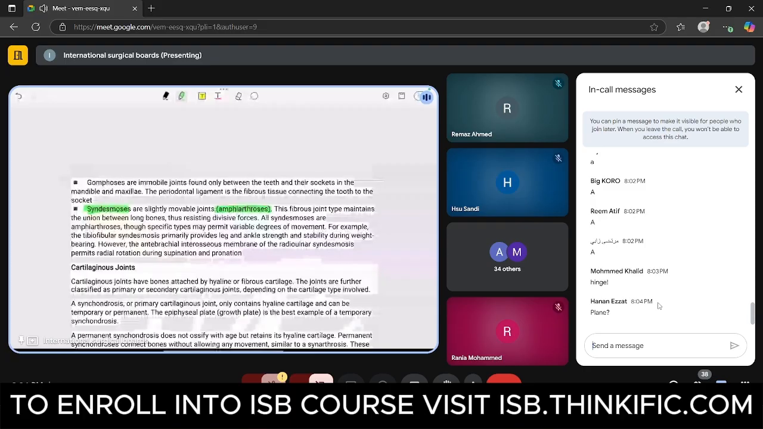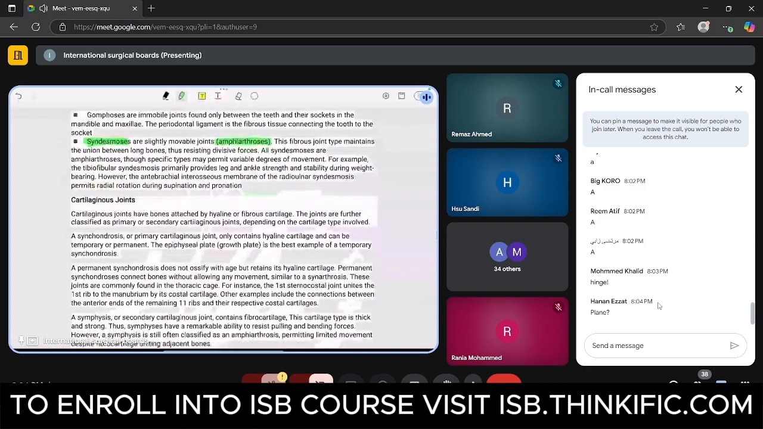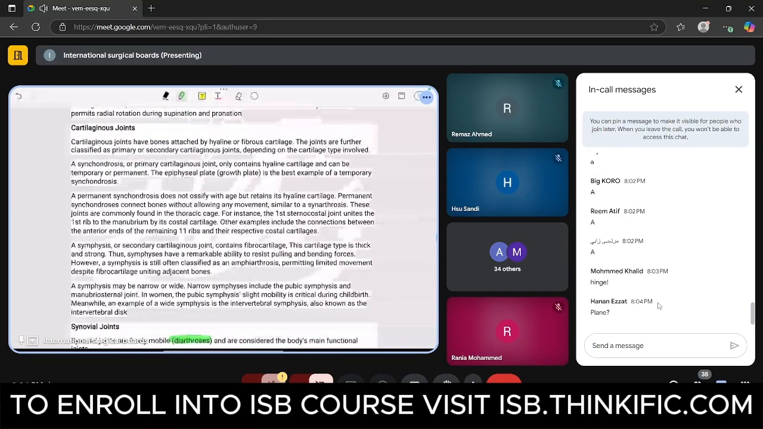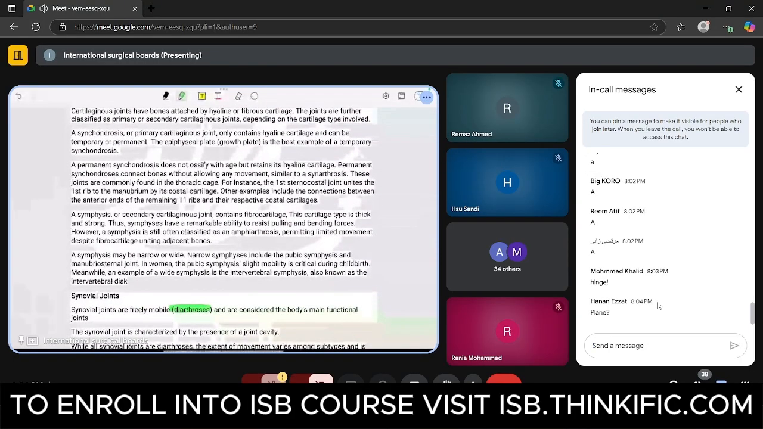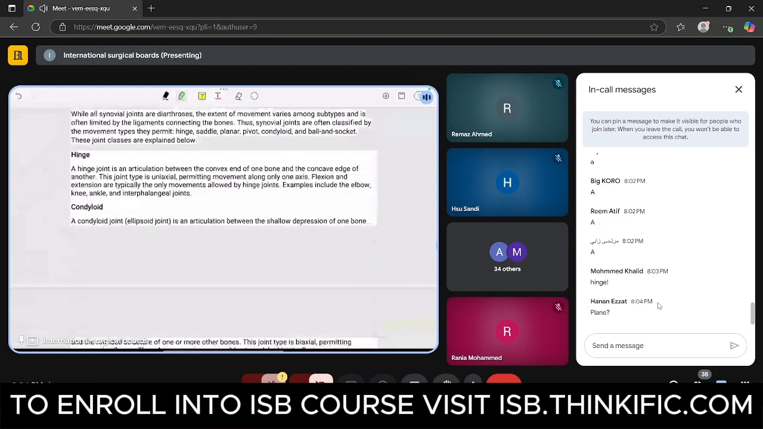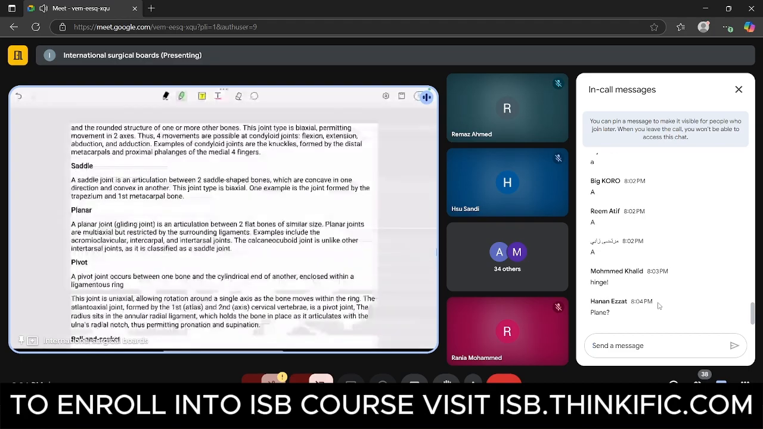Okay, if you want, take a screenshot of this if you want to read it, but it will be recorded anyway, right? Hinge, condyloid, saddle, planar, pivot, all these things.